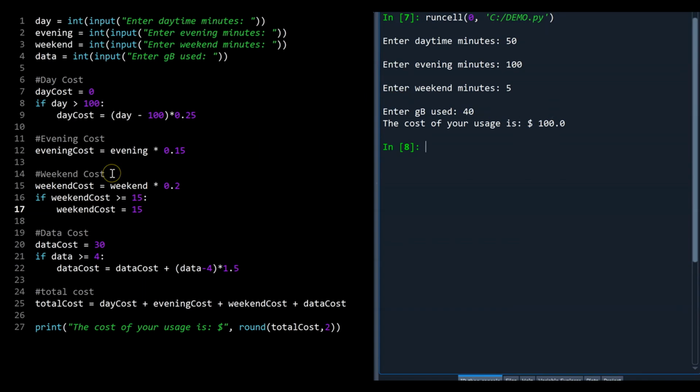Now, I suppose if you were to test it, you might want to start printing out the value of day cost, evening cost, weekend cost, and data cost separately, so you could do these calculations to check and see if it is working correctly.